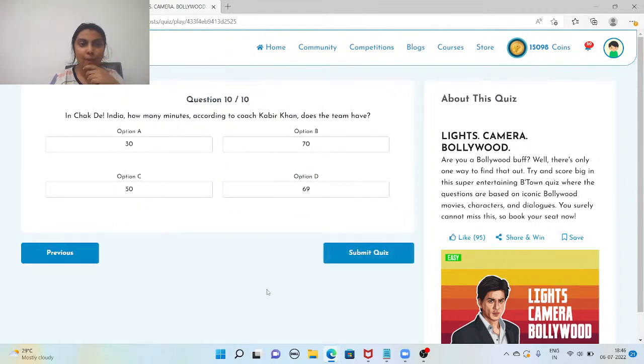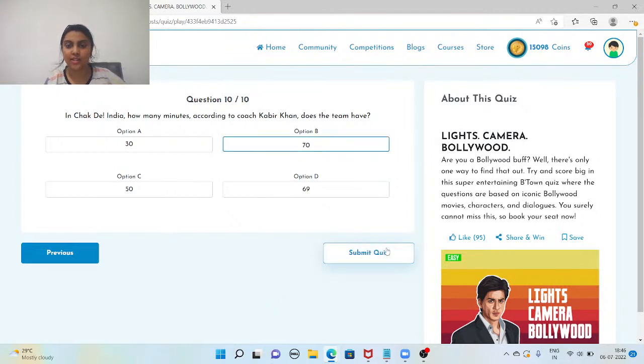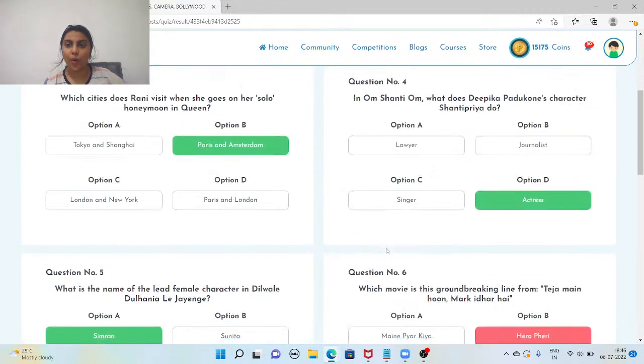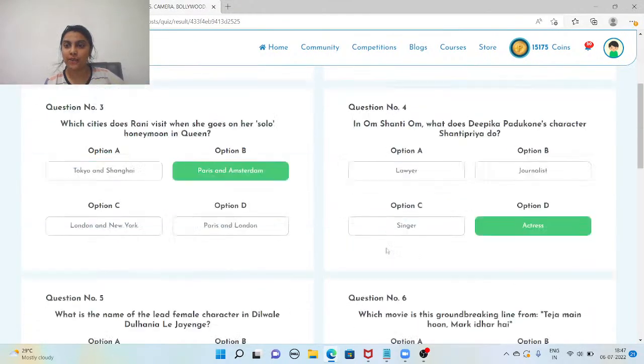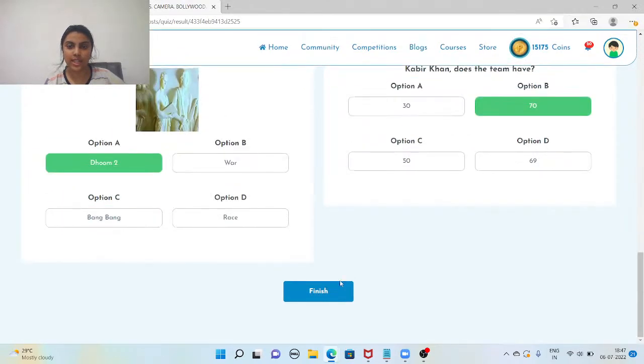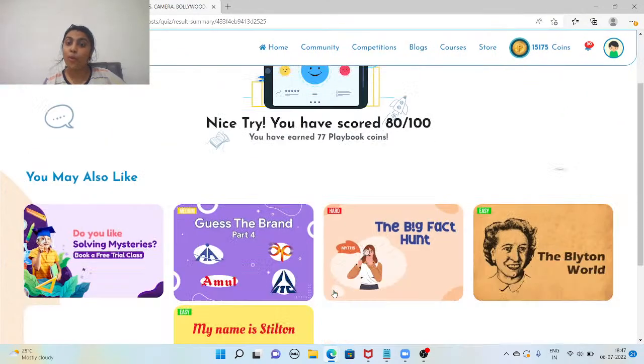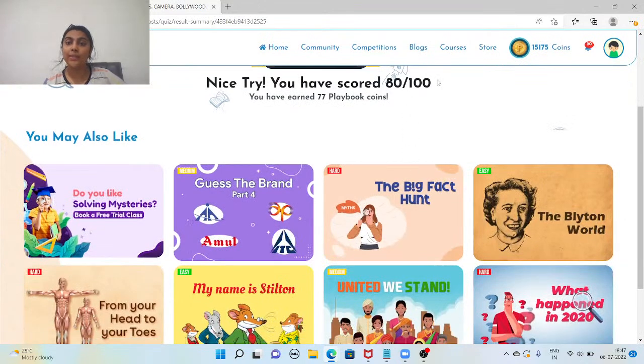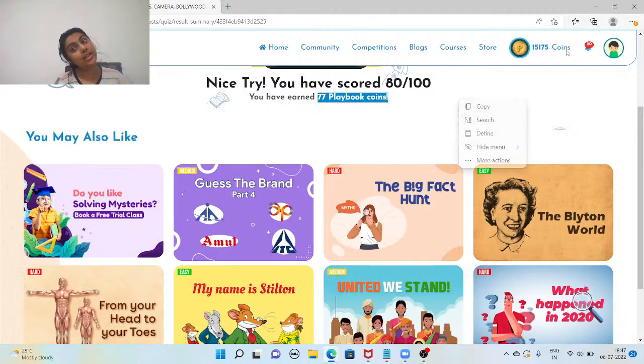In Chak De India, how many minutes according to Coach Kabir Khan does the team have? 30, 70, 50, 69. 70 minutes. Sirf 70 minute hai tumhare paas. Oh, Zoya Akhtar, no, it had to be Farhan Akhtar. Okay, and Hera Pheri, no, it's Andaz Apna Apna. I think it's 8 out of 10. Yeah. Wow, that's like 80 points. So my 80 points have earned me 77 Playbook coins, and this will reflect on my coins over here, and I will redeem them.